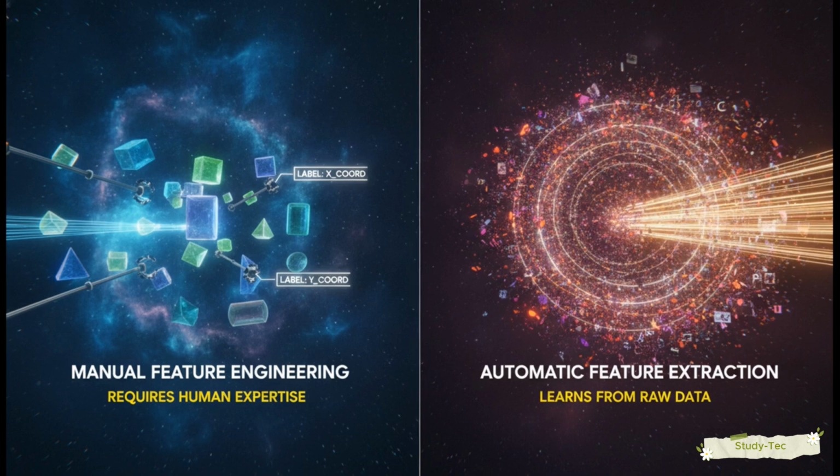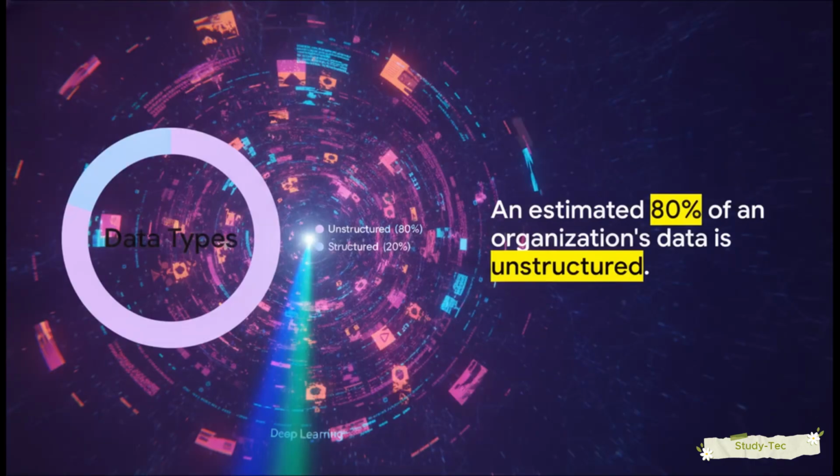With standard machine learning, a human actually has to manually tag and label the data so the machine knows what to look at. Deep learning, on the other hand, automatically extracts those features directly from raw data as it flows through those hidden layers. It literally figures out what matters all on its own. And let me tell you, this autonomous feature extraction is absolutely crucial.